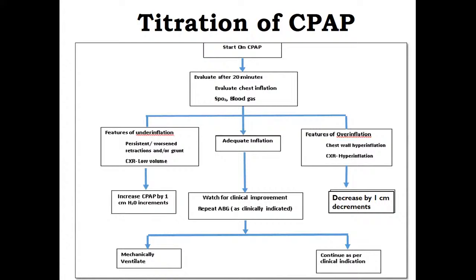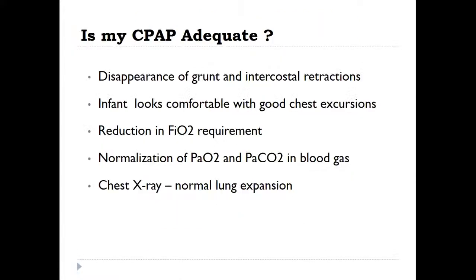centimeter of water. Sometimes we see a baby with respiratory distress due to overinflation, where we may decrease the CPAP by 1 centimeter of water even though the respiratory distress is still present, because the mechanism is not collapse of the alveoli but partial or valvular obstruction of the airway. If your CPAP is adequate, the respiratory distress will improve, the retractions will come down, the grunt will disappear, the baby will look more comfortable, and there will be a reduction in the FiO2 requirement.